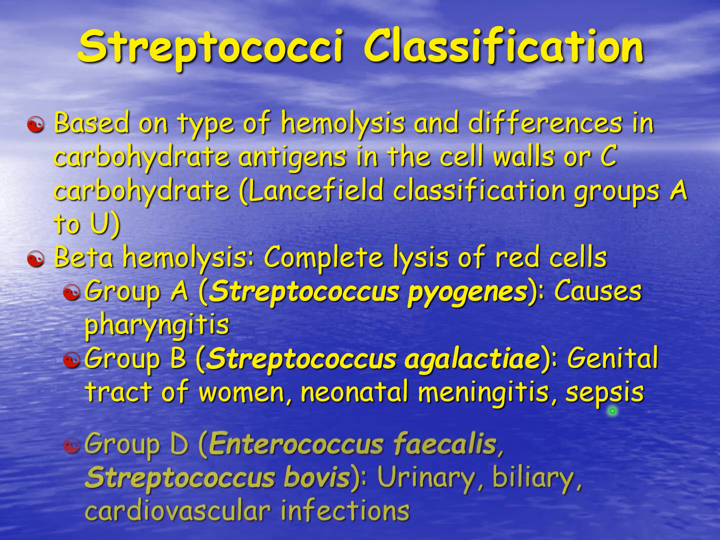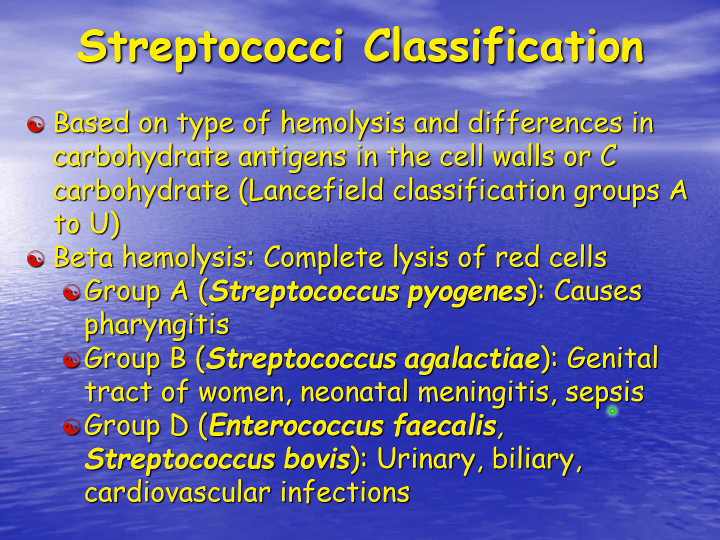Now, I will mention group D because we do now have this organism reclassified, Enterococcus faecalis. And as the name says, faecalis, this guy causes problems in the GI tract. Streptococcus bovis, which originates from cattle, and both of these can result in urinary tract infections, biliary infections in the gallbladder, or cardiovascular infections.